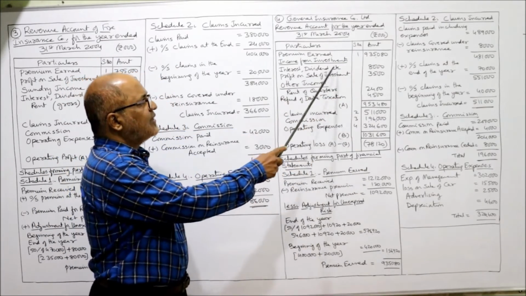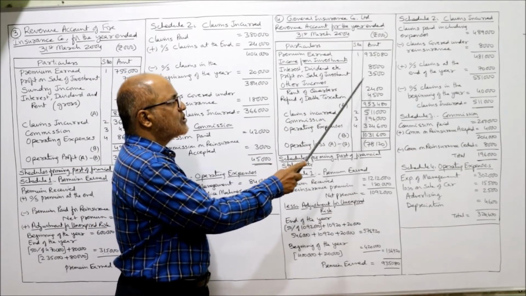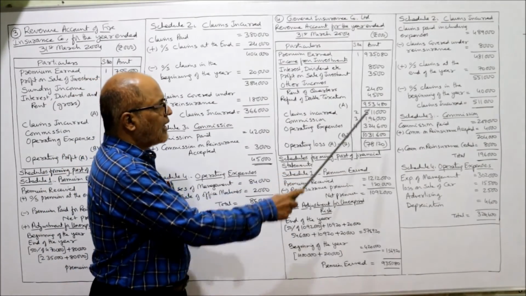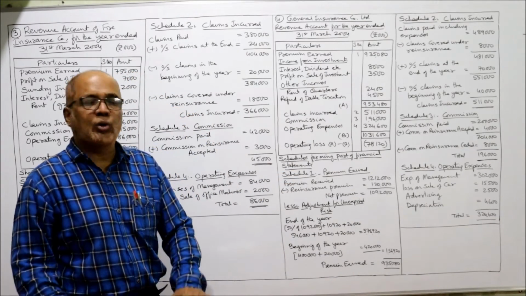Then interest, dividend and rent. Just now I told you, no schedule: profit on sale of investment, rent of quarters, refund of double taxation. The total of income we got is 9,53,480.